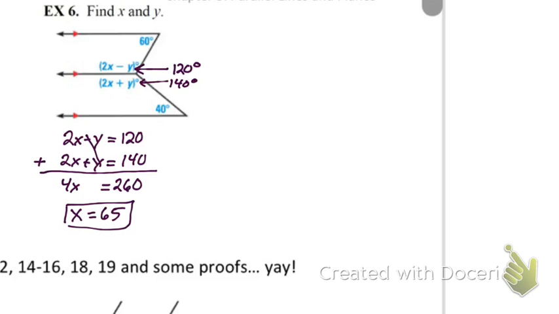Now we have to use substitution. So we have to pick either one of these equations. We can use either one. We're just going to pull one out. So I'm going to pull out the bottom one because I don't like dealing with negatives.